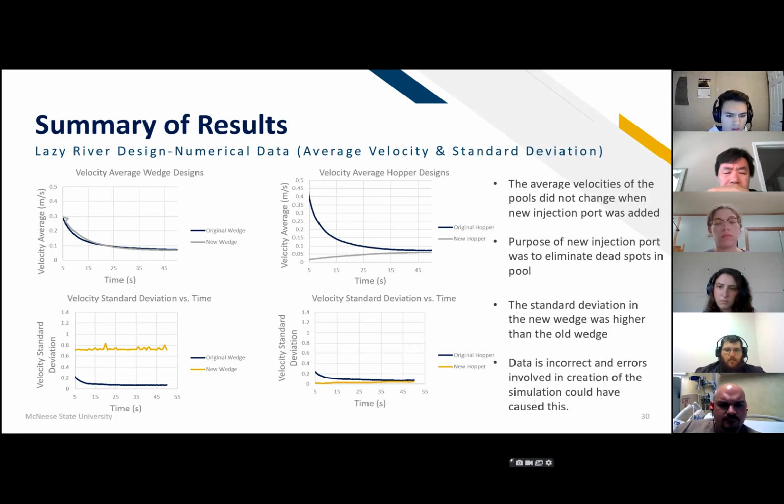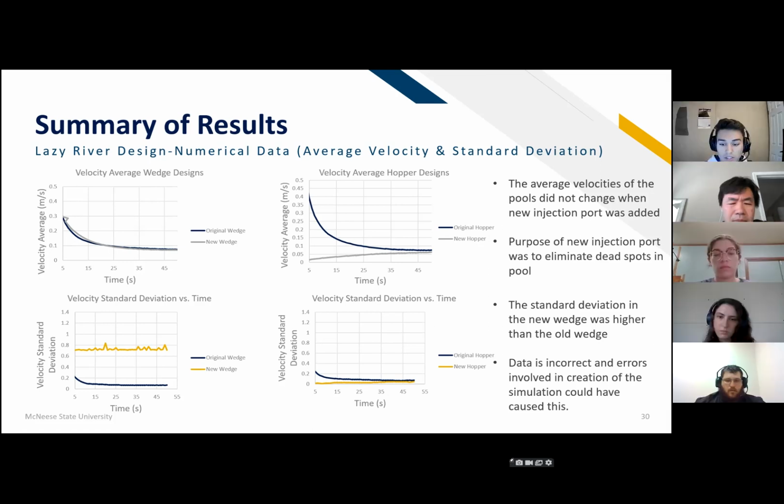Next, if we go over to the right picture, you'll see the original hopper versus the new hopper design. According to the data, we made the assumption earlier in our contours that the hopper 2 design was a good alternative to the wedge 2 design. When you look at this data, you'll see that the new velocity standard deviation for the new hopper was actually lower than the original hopper, pretty much backing up the data that it would be a great alternative to the wedge 2 design.